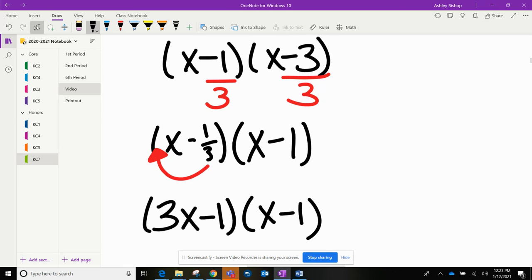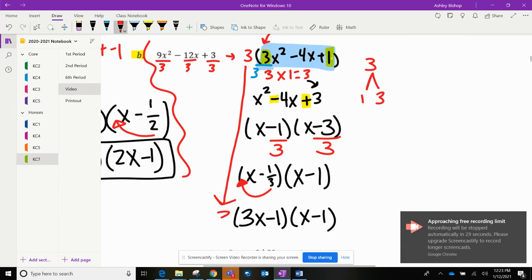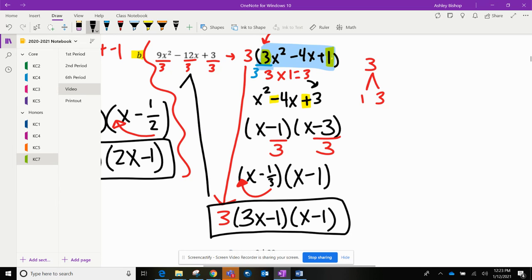Then remember this 3 that we had from before? All the way up here I had a 3. That 3 didn't go anywhere and it needs to show up in my final answer. Now if I were to multiply all of these things together, I would end up with my original equation.